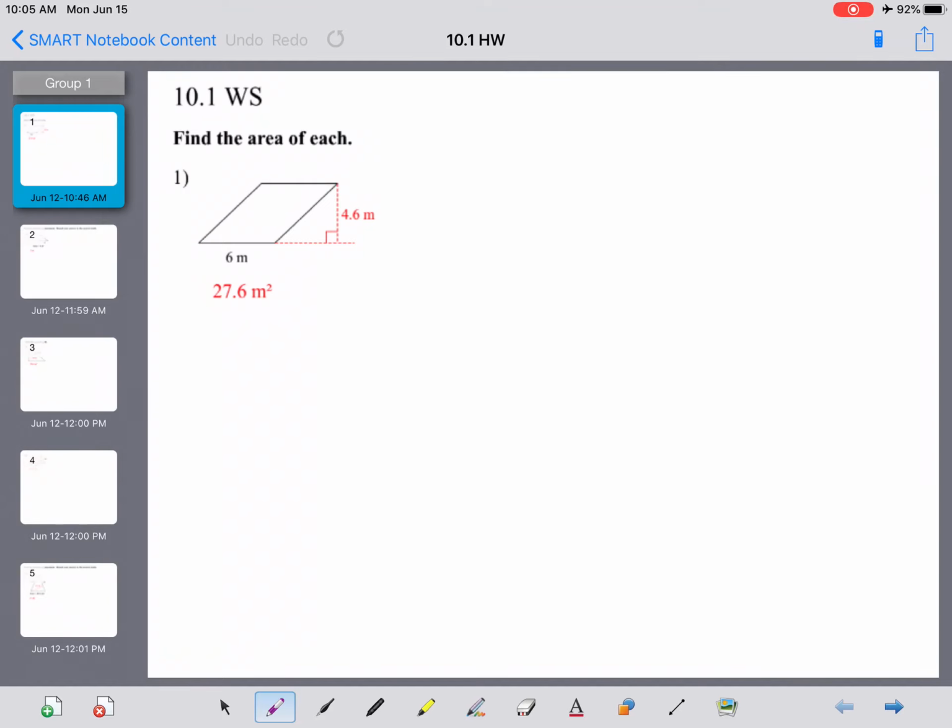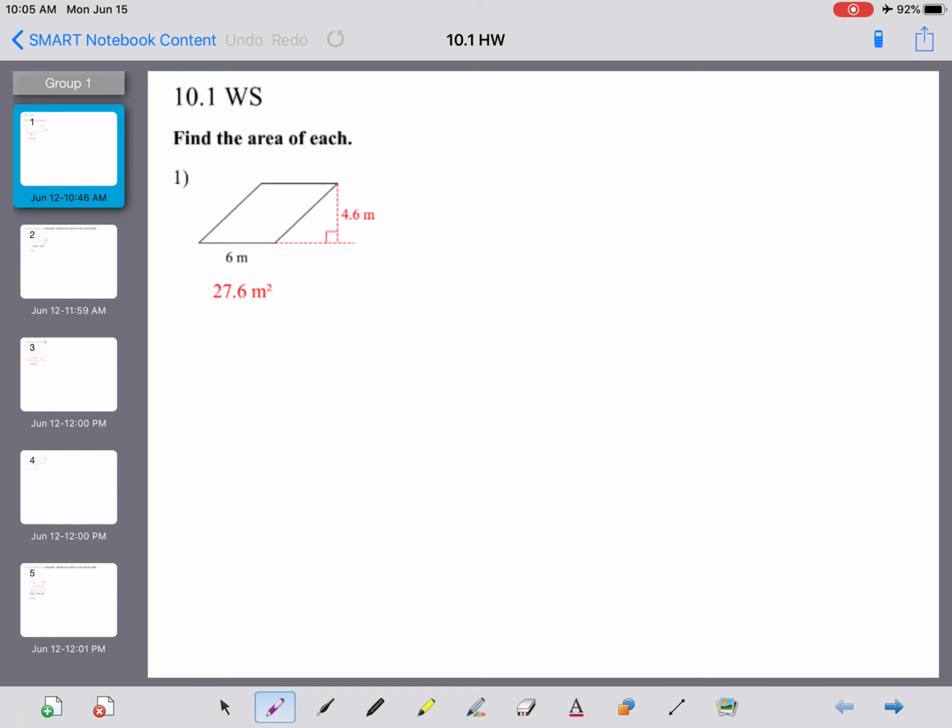All right, guys, let's take a look at a few homework problems from 10.1. So we're moving on into the area section here, and we talked about two formulas in 10.1. The first one we discussed was the formula for area of a parallelogram, and that's what we're dealing with right now.